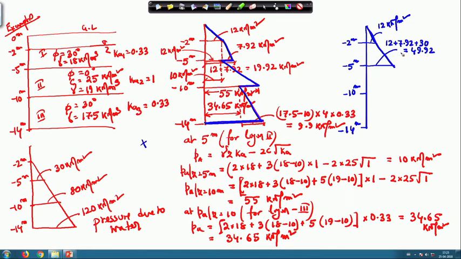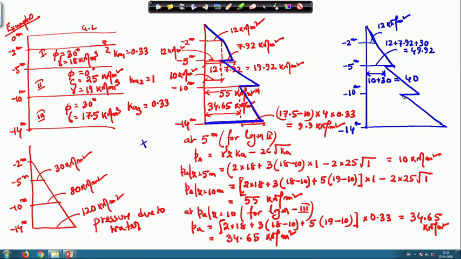And then for the next part, it will go inside, then it will go this side, then again it will go inside, and finally this is the earth pressure distribution diagram. Now, this small value will be how much? This one is 10, because this is 10 plus this is 30. So, this will be 40.